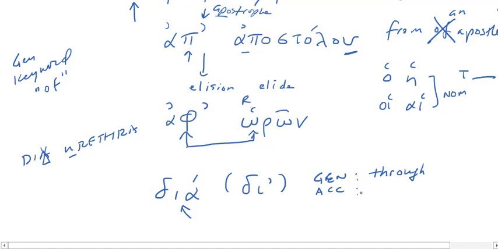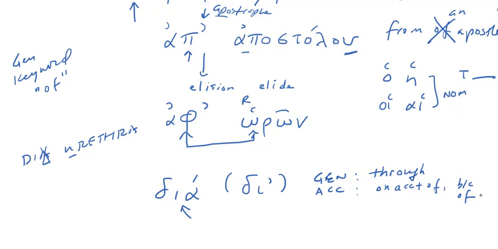Otherwise, if the noun, the object of the preposition dia, is in the accusative case, it could mean something like on account of or because of, okay? So the meaning of the preposition crucially depends upon the case of the object of the preposition, all right? So when you're learning these prepositions for your vocabulary words, you need to learn the separate meanings based on what case the object is in. Can you write an example of how each of those would be used? Yes.